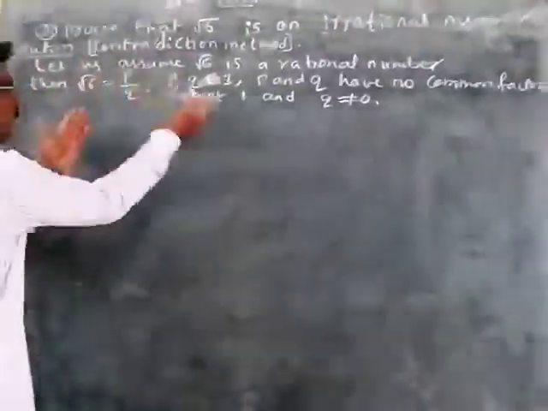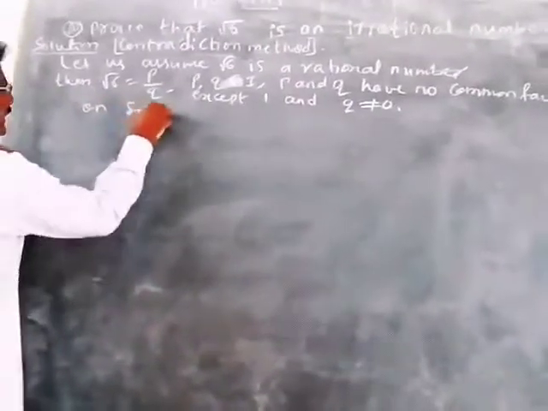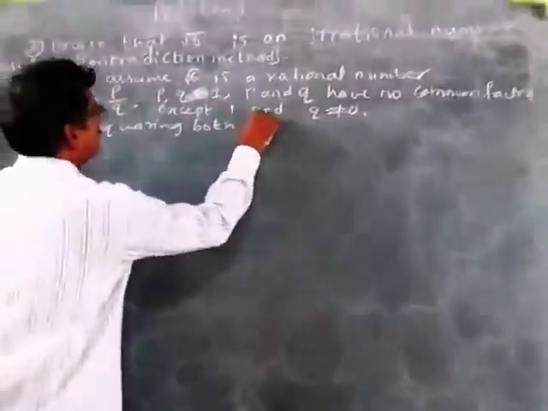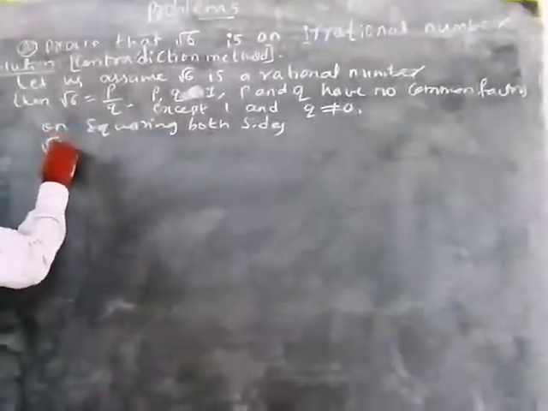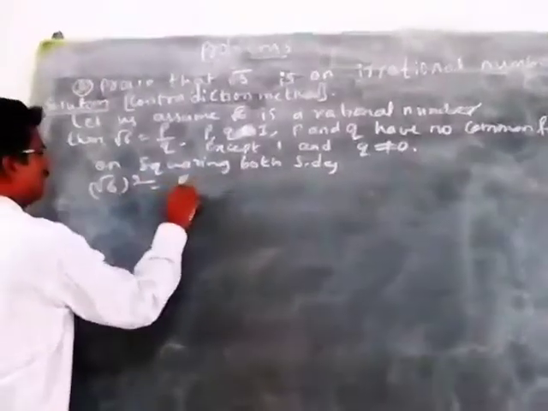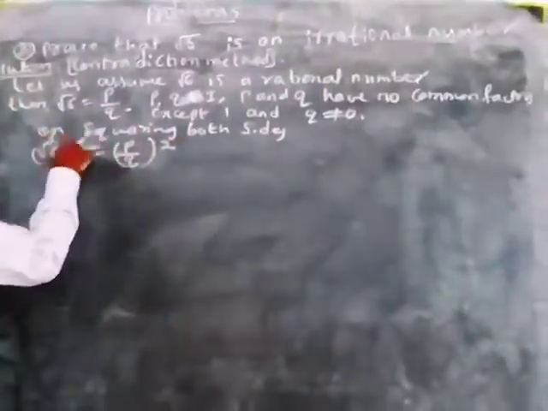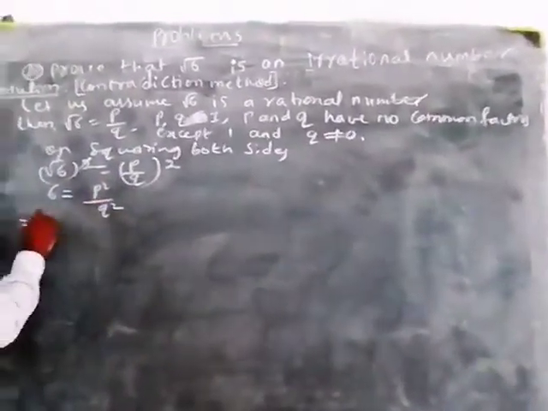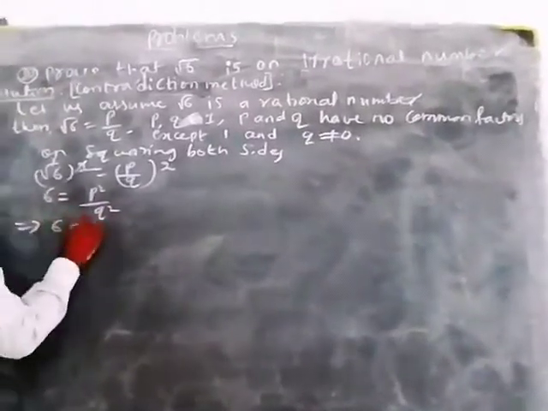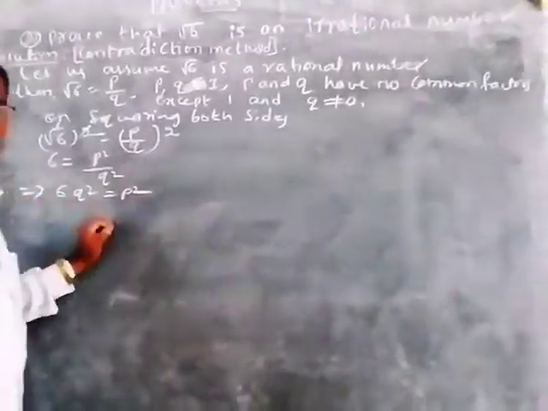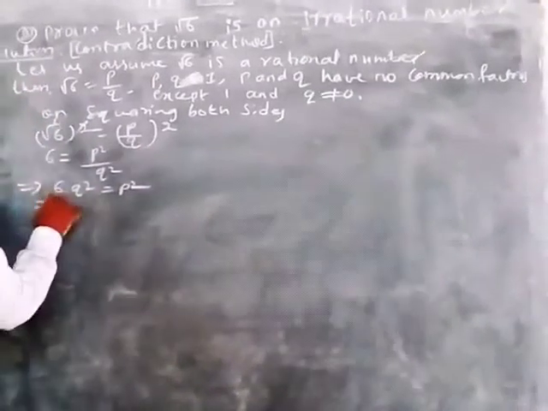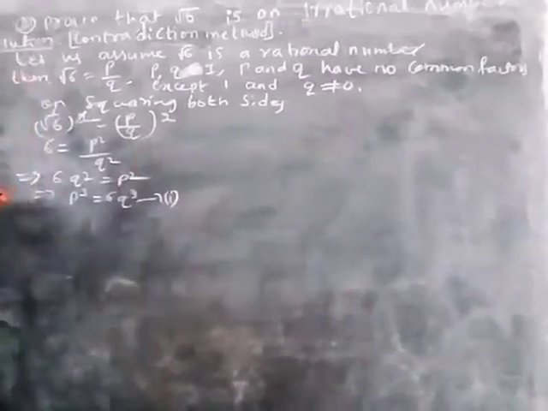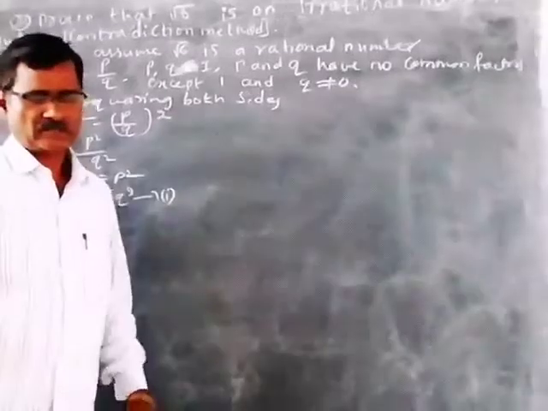Now once again, on squaring both sides, root 6 whole square is equal to P by Q whole square. The root gets cancelled with the square, giving P square by Q square. By cross multiplication, 6Q square is equal to P square, or P square is equal to 6Q square. Call it equation 1.